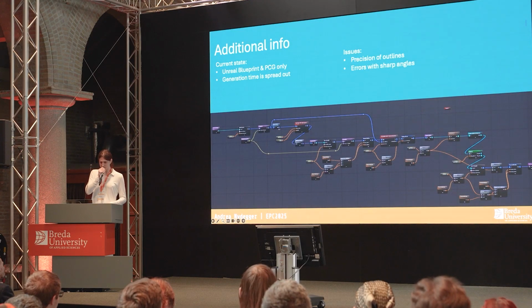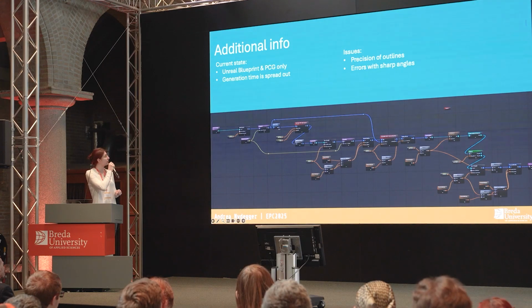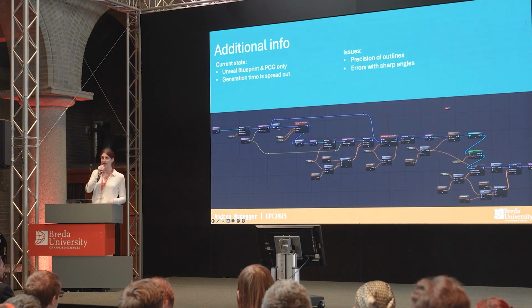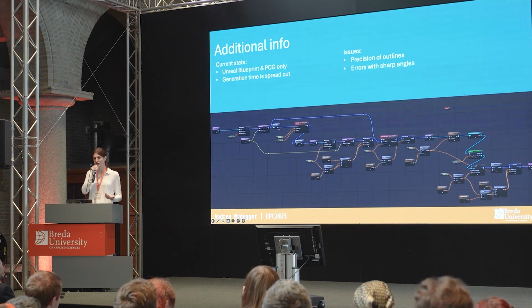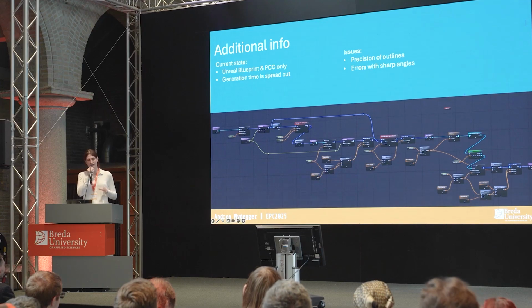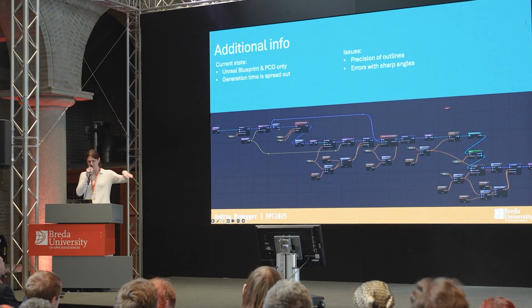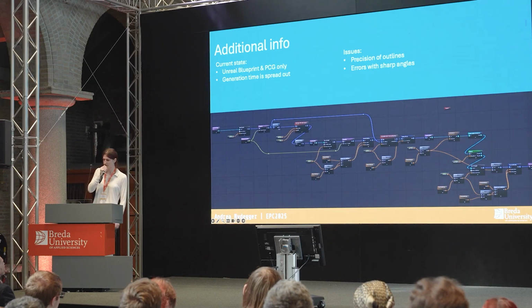On a final note on the tool, it uses blueprints and PCG only. I didn't code any C++. The reason for that is just I didn't need it. It might not be as fast, but the generation time is spread out over the interactions, so it doesn't really matter that much, and nobody noticed that. However, it does have a slight precision error over time, over the outlines, and also sharp angles, as you might imagine, don't quite work that well.